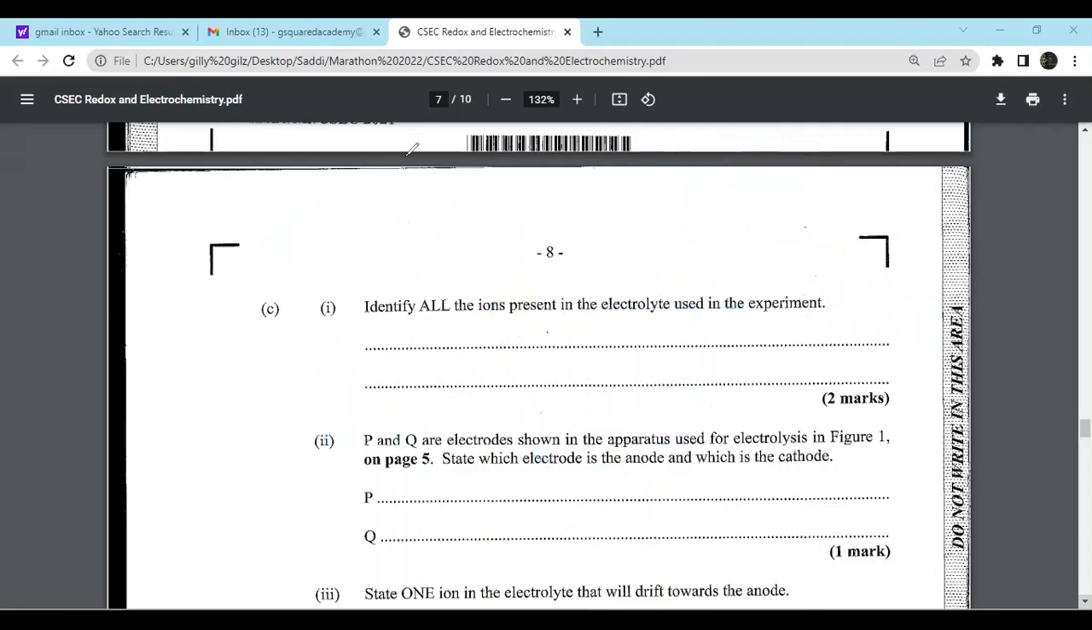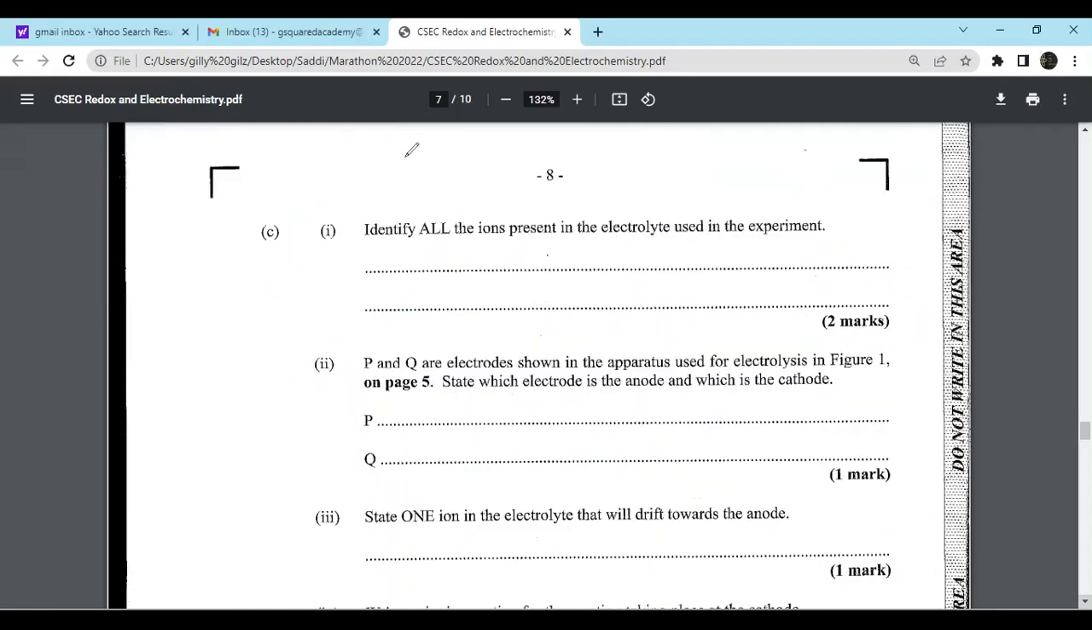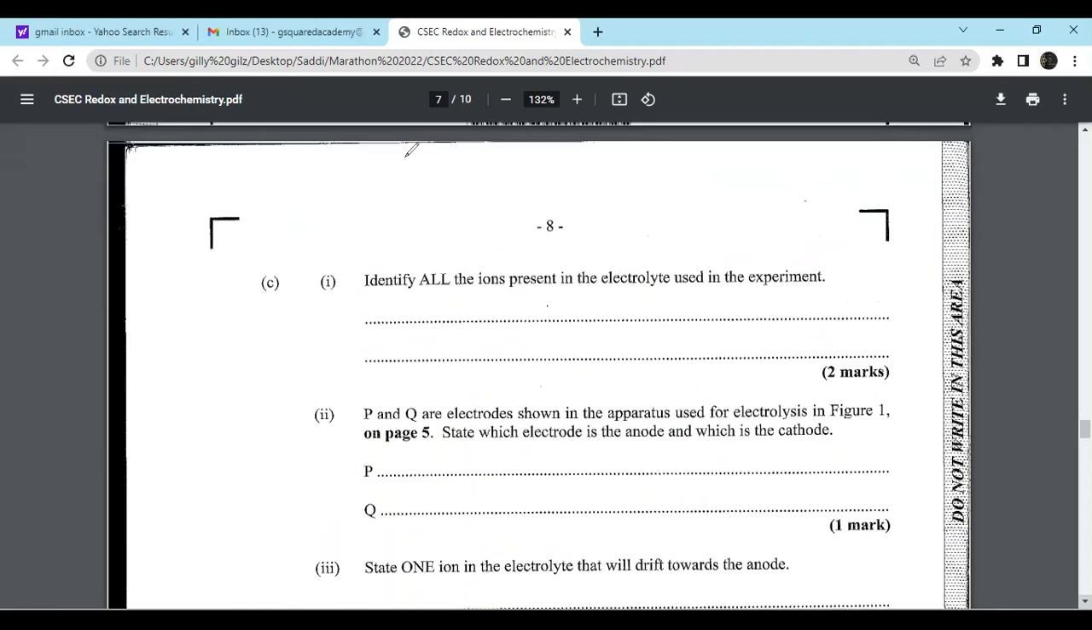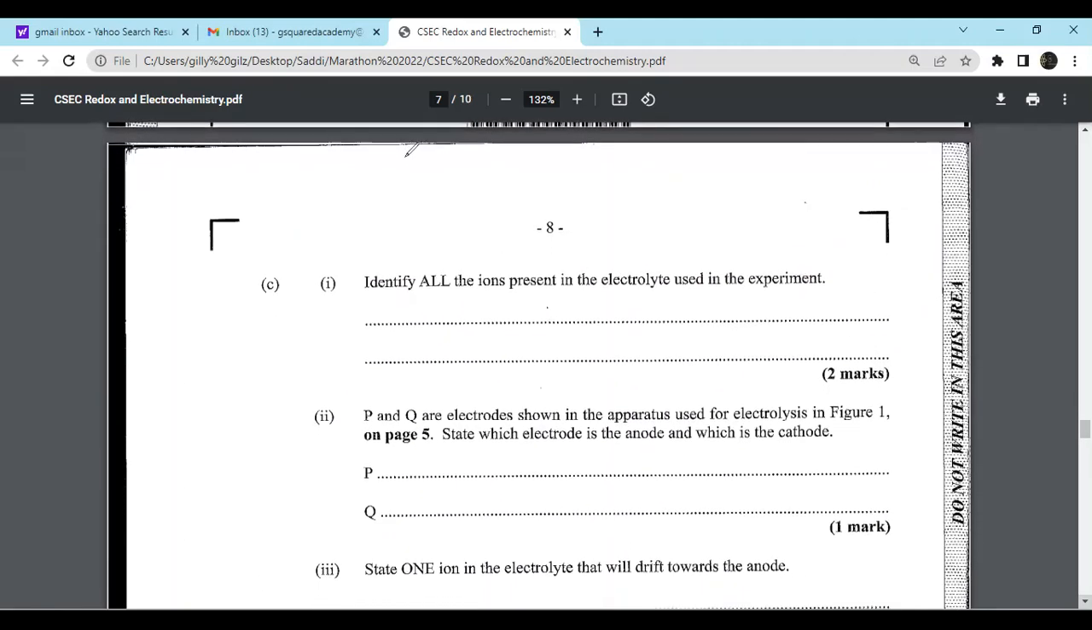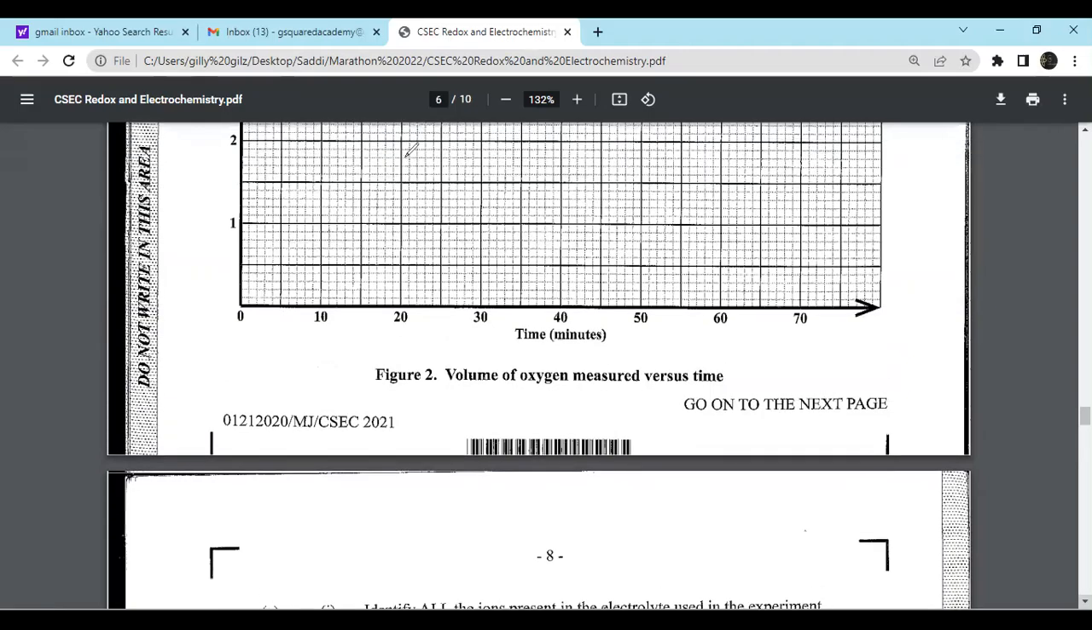Of course, I did mention that they would say this now. P and Q are electrodes shown in the apparatus used for the electrolysis in figure 1. State which electrode is the anode and which is the cathode. So you go back up.